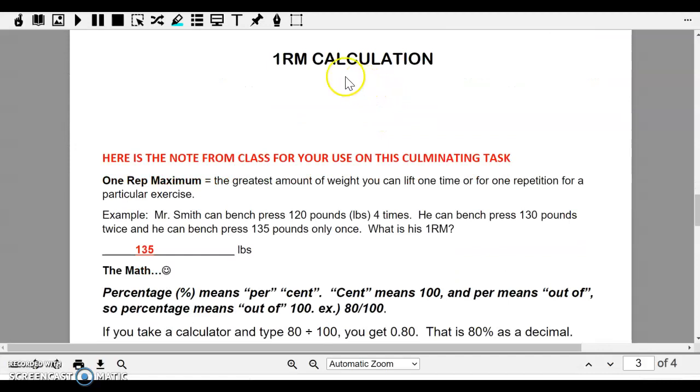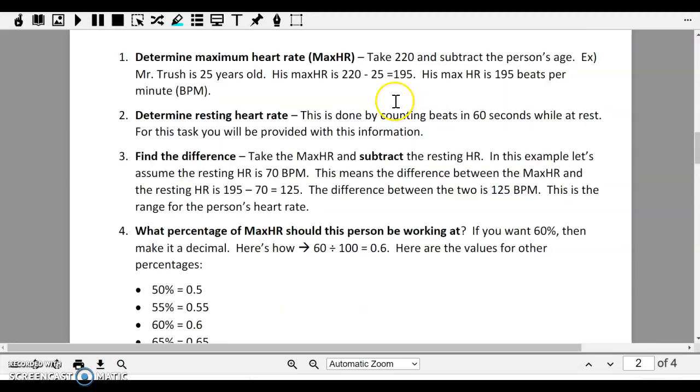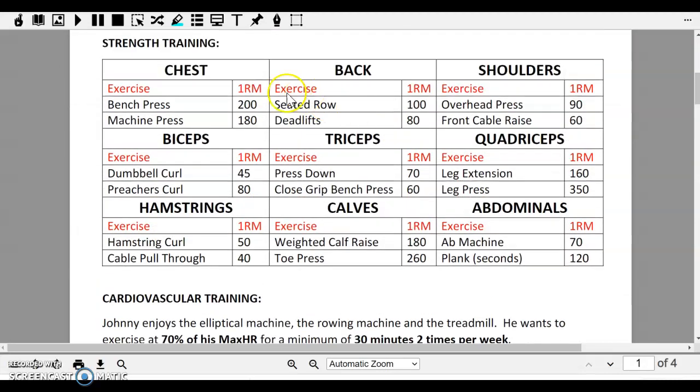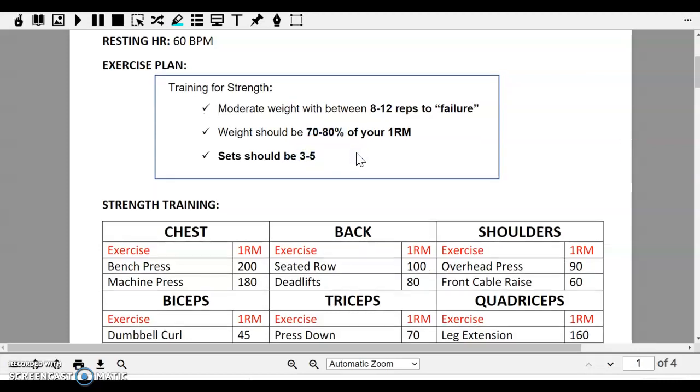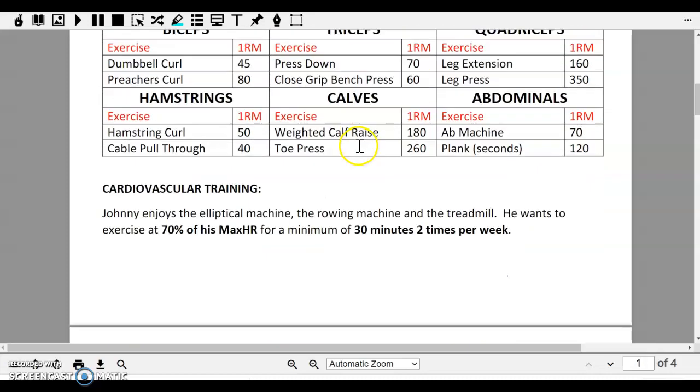Okay. Now, how to get your 1 rep max calculation. You notice that up here, I've given you the 1 rep maxes. These are all the 1 rep max values right here. And I've told you what to do here. The weight should be 70 to 80% of your 1 rep max. So take 70 to 80% of that value. It should be 3 to 5 sets for Johnny, and 8 to 12 reps to failure. As long as your values are between 8 to 12 reps, 70 to 80%, and 3 to 5 sets, you're going to get this correct. Same stuff that we've done in class.